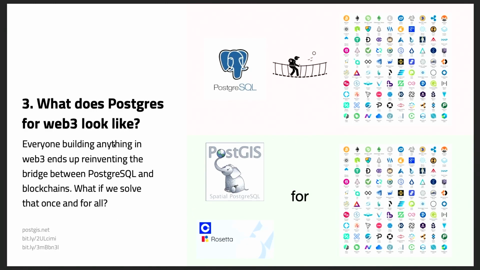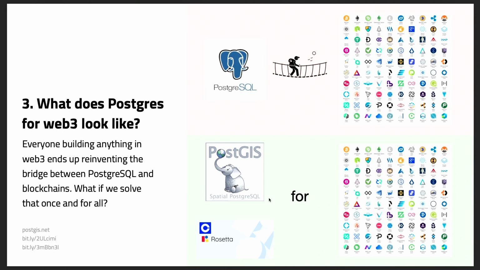Third open question, what does Postgres for Web3 look like? Right now, there's a zillion ways to bridge Postgres or a traditional backend to all these blockchains. Every crypto company reinvents this. Is there something like PostGIS was, but for blockchains? We kind of did something like this at Coinbase called Rosetta. PostGIS adds spatial primitives to Postgres, so you can do longitudinal queries, that kind of stuff.